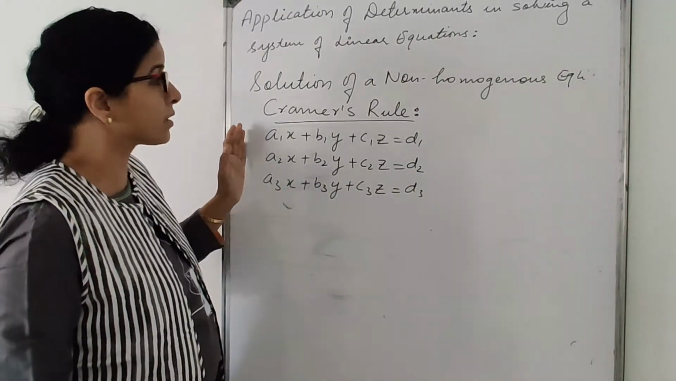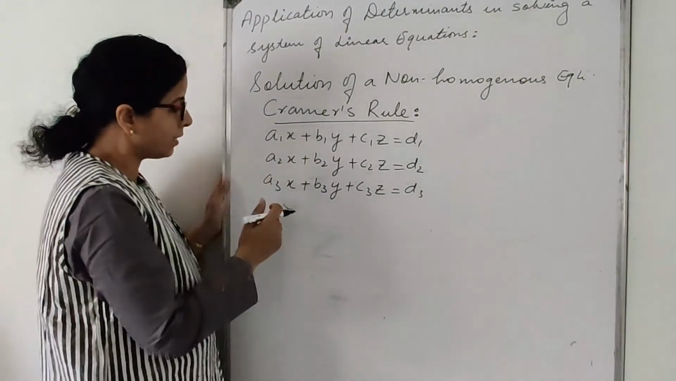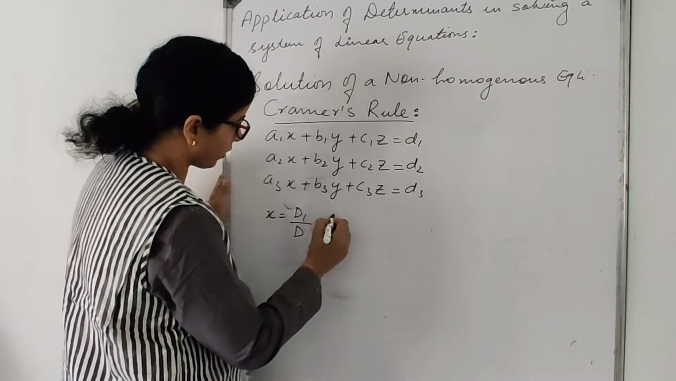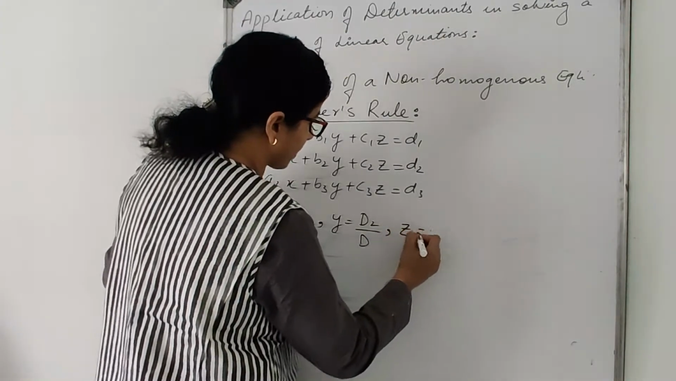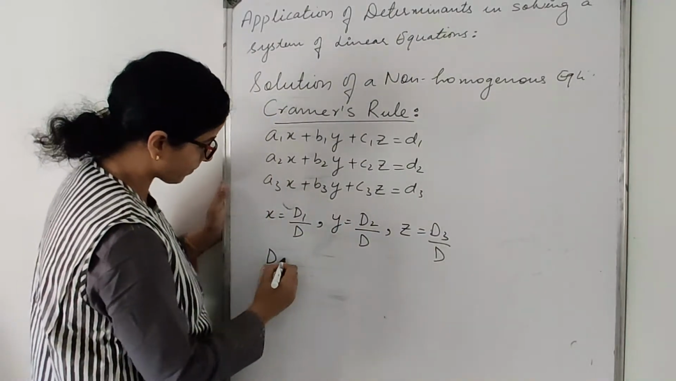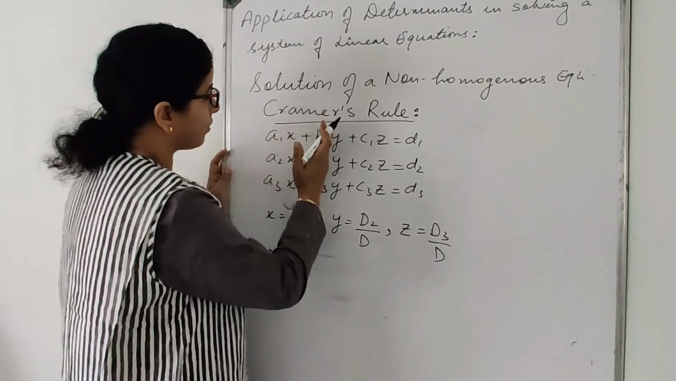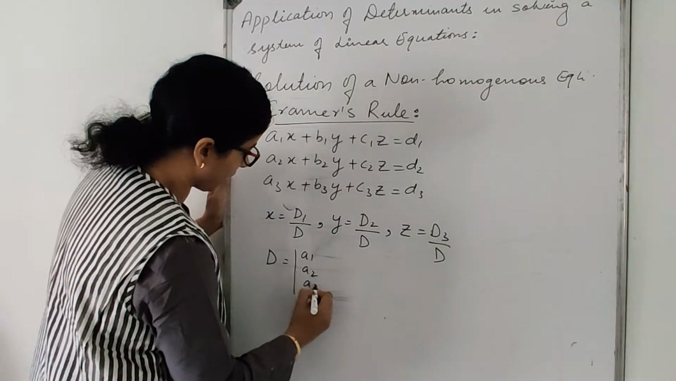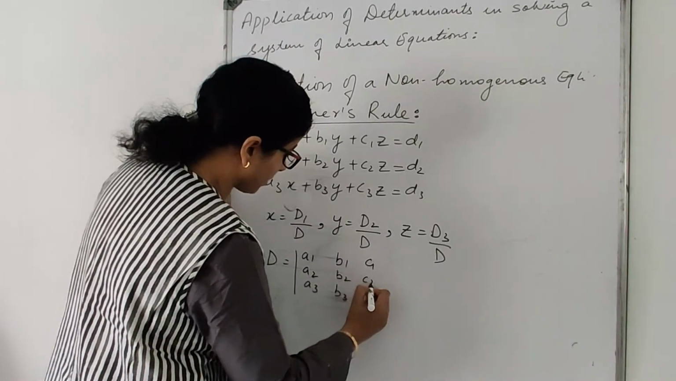Now we'll check the solution of equations of 3 variables. So again, what will be x? x will be d1 by d. What will be y? d2 by d. What will be my z? d3 by d. Now what is d? D will be the determinant made by the coefficients of x, y and z. So a1, a2, a3, b1, b2, b3, c1, c2, c3.